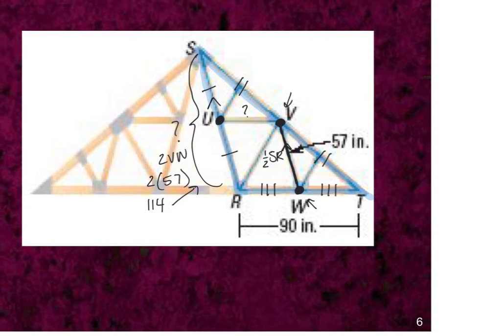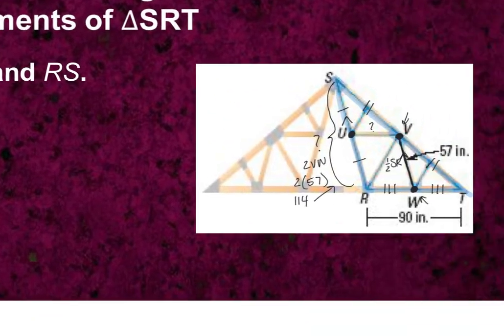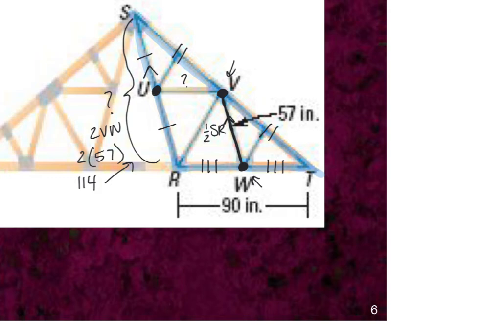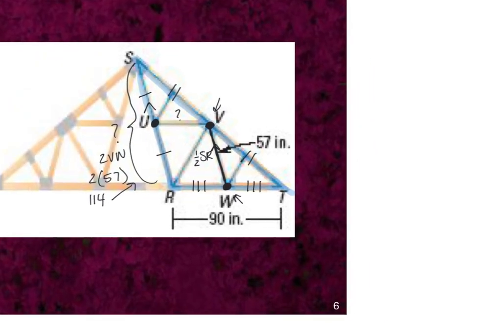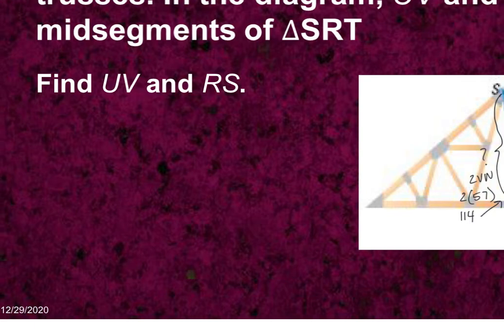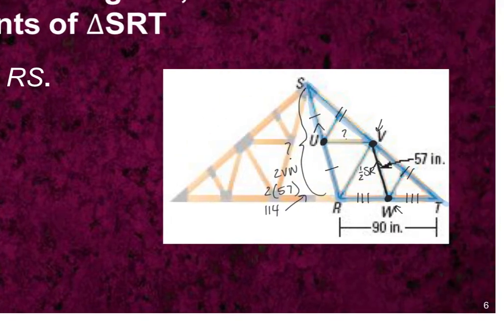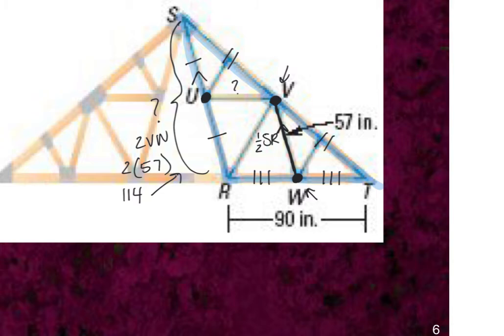Okay. It also wants us to find what RS is. Well, we just found RS, sorry. UV. In order to find UV, that's this mid-segment right here, okay? Whenever we're looking for mid-segments, which side is parallel to UV? Which side of the triangle is parallel to UV? Noah? But the whole side. RT, very good. So RT is the side that's parallel. So let's put two parallel lines there.